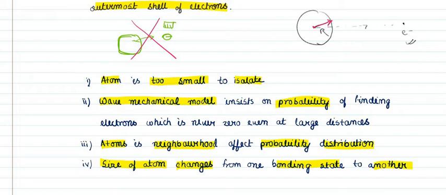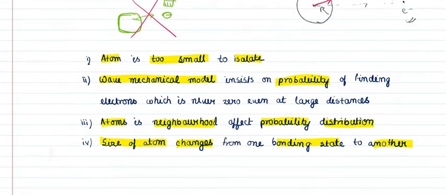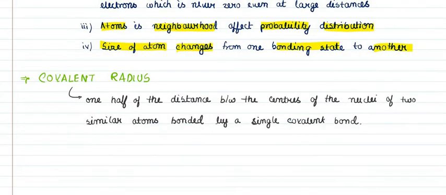For these problems, we have to come up with various definitions of how we can measure atomic radius. So we have come up with three different ways to measure the atomic radius of an atom. Let's look at the first method, which is known as the covalent radius of the specific atom. What is the covalent radius? It is 1/2 of the distance between the centers of the nuclei of two similar atoms bonded by a single covalent bond.